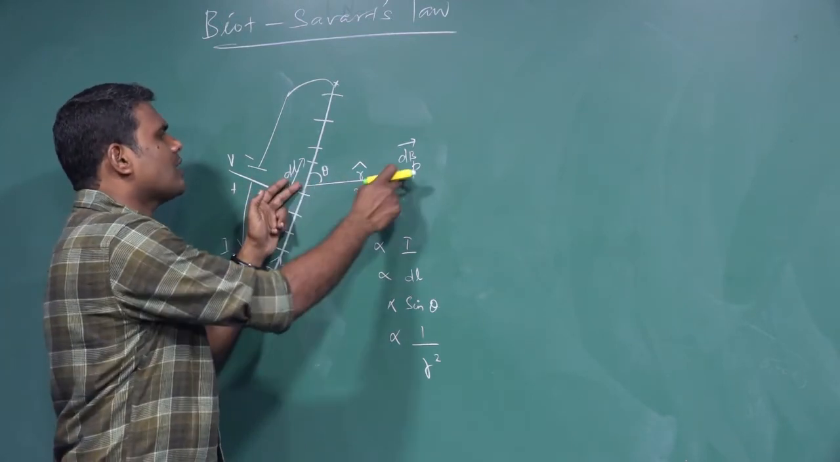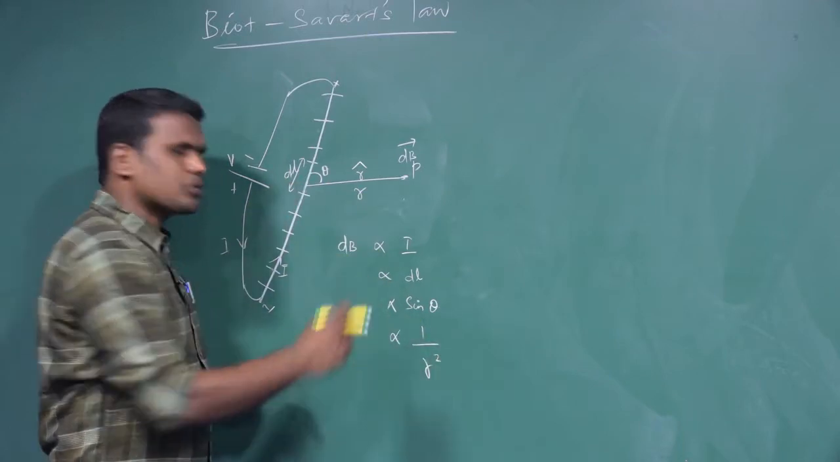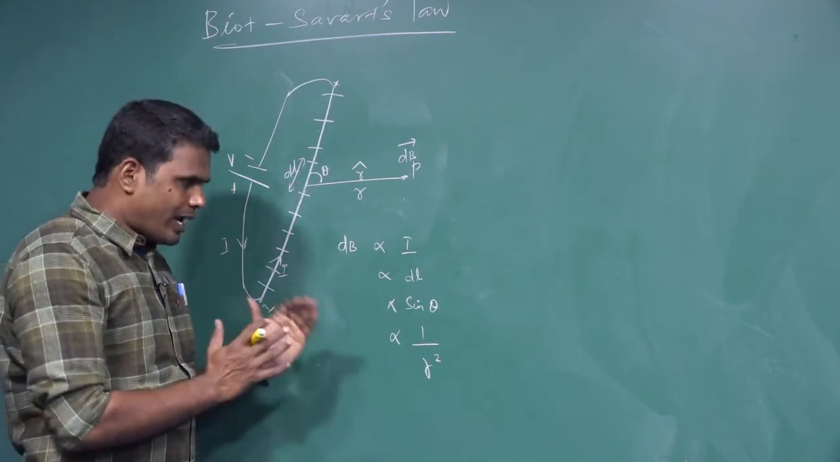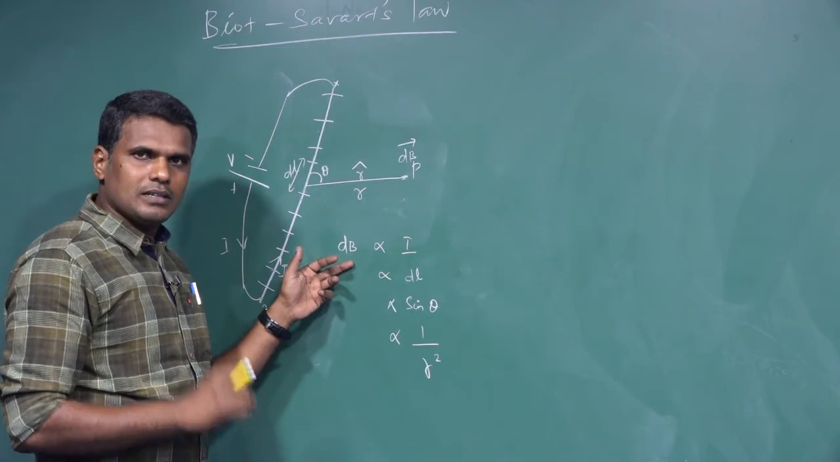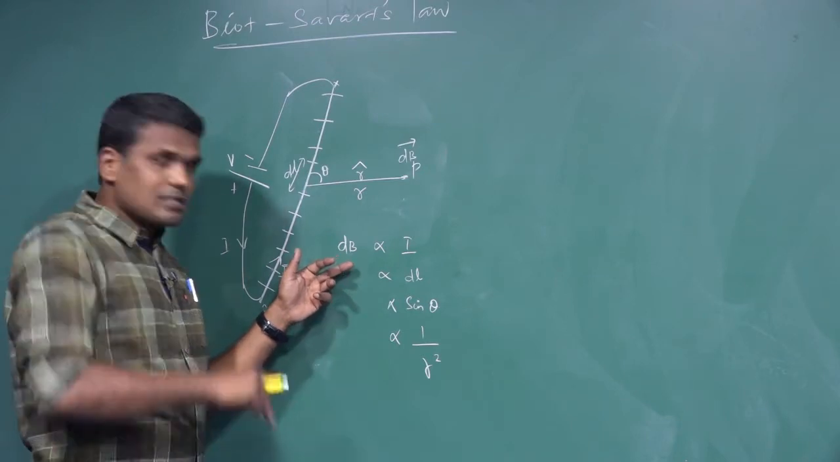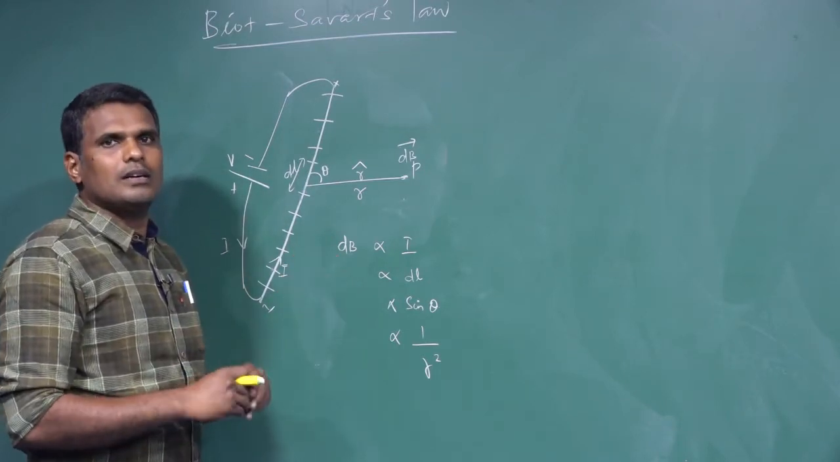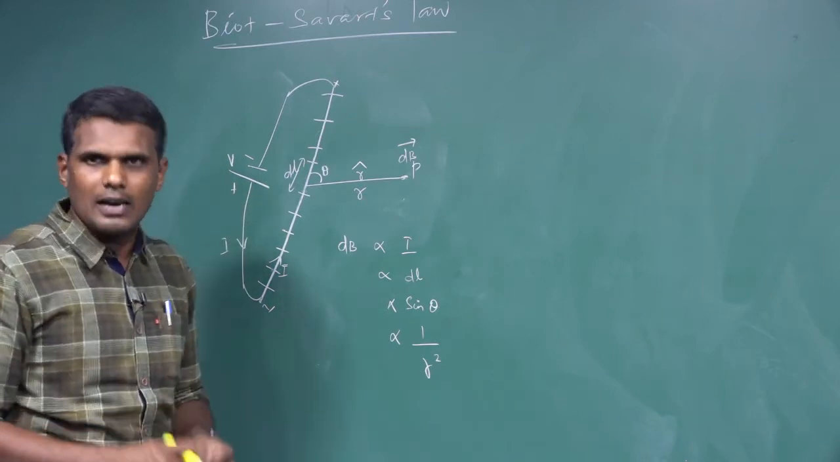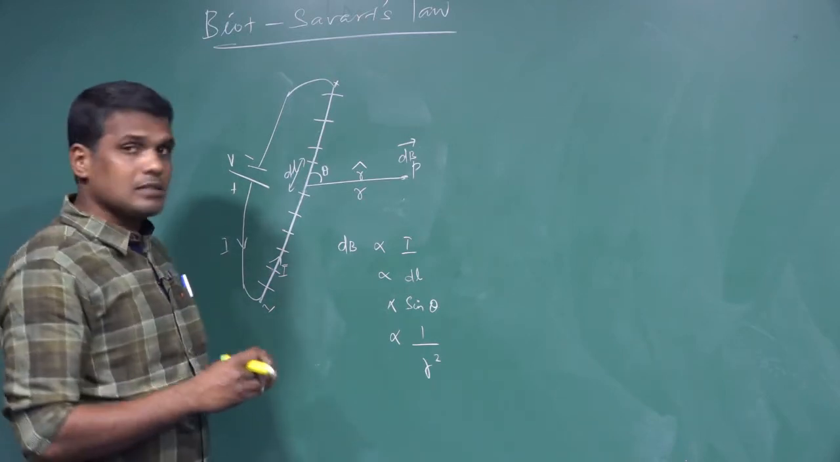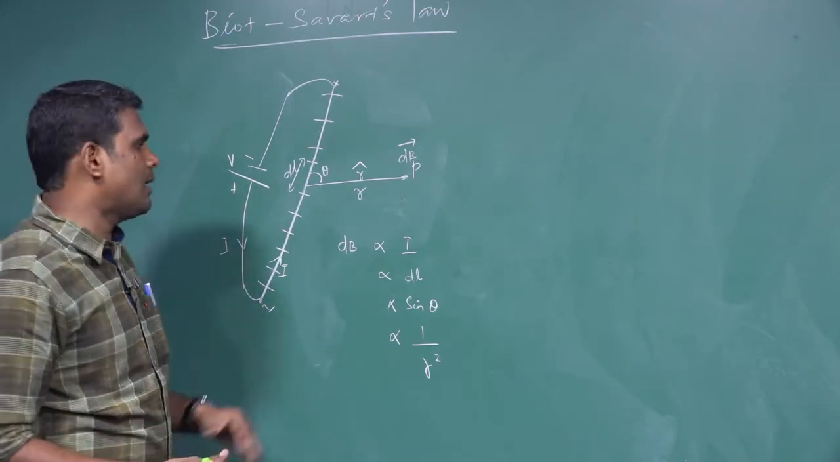What is the distance between the current element and the point P? R. So inversely proportional to R square. So we can conclude that this magnetic induction dB is inversely proportional to R square. In turn, we can say it obeys inverse square law. So Biot-Savart's law is in the form of inverse square law.